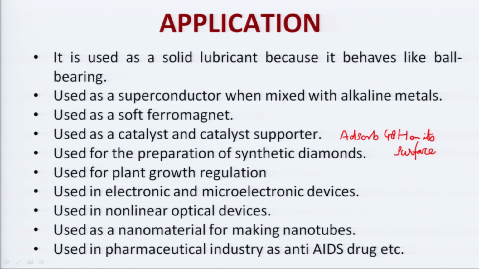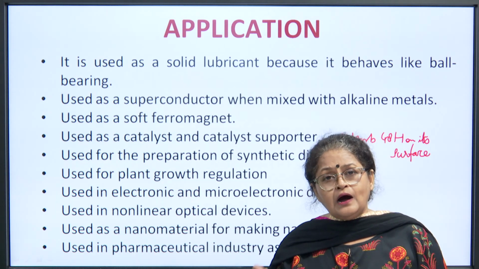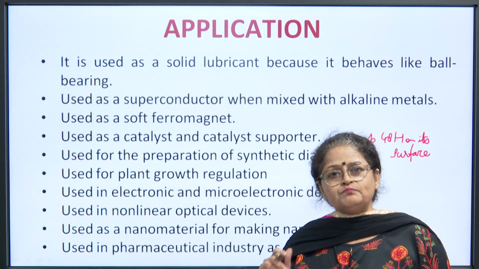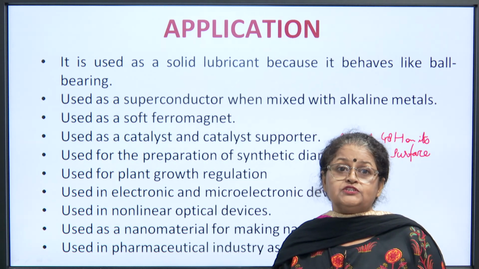It is used for the preparation of synthetic diamonds. We all know how expensive diamonds are. So, the synthetic diamonds of course are prepared using fullerene as a precursor. It brings down cost tremendously. It is used for plant growth regulation. Now, what do we mean by plant growth regulation? See, since fullerene is a nanoparticle, in the next lesson when we study nanomaterials, we will see how on nano scale the properties of materials change tremendously. That is why fullerene is used for plant growth regulation.